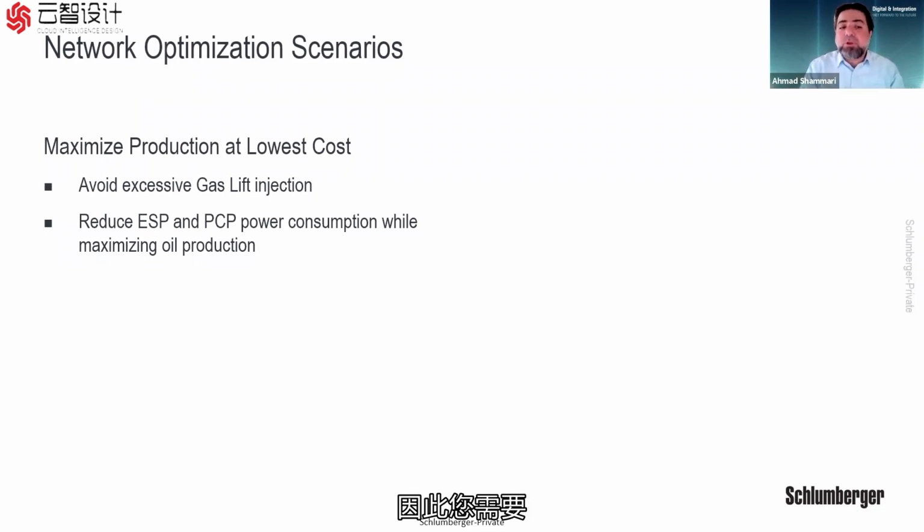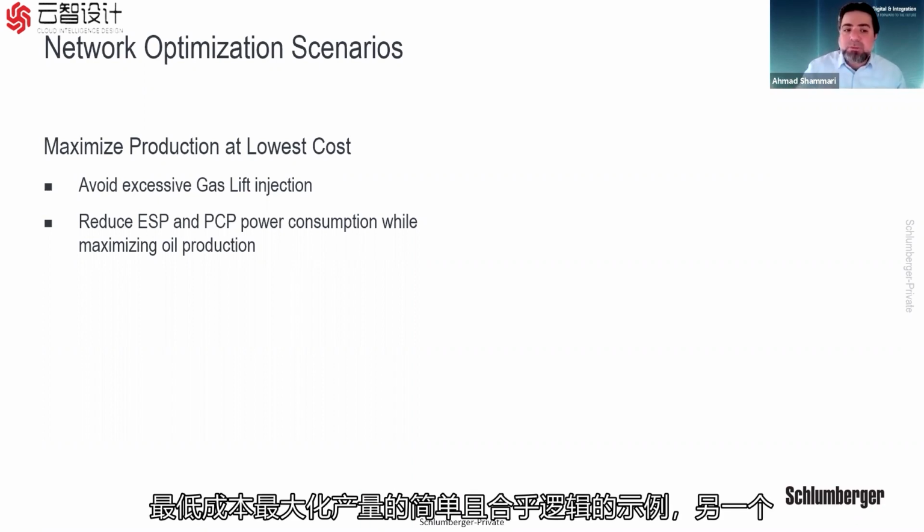So you will need, for example, to avoid excessive gas lift injection. You don't want to inject too much, right? You need to reduce ESP or PCP power consumption while maximizing oil production. So this is a straightforward and logical example of maximizing production at lowest cost.